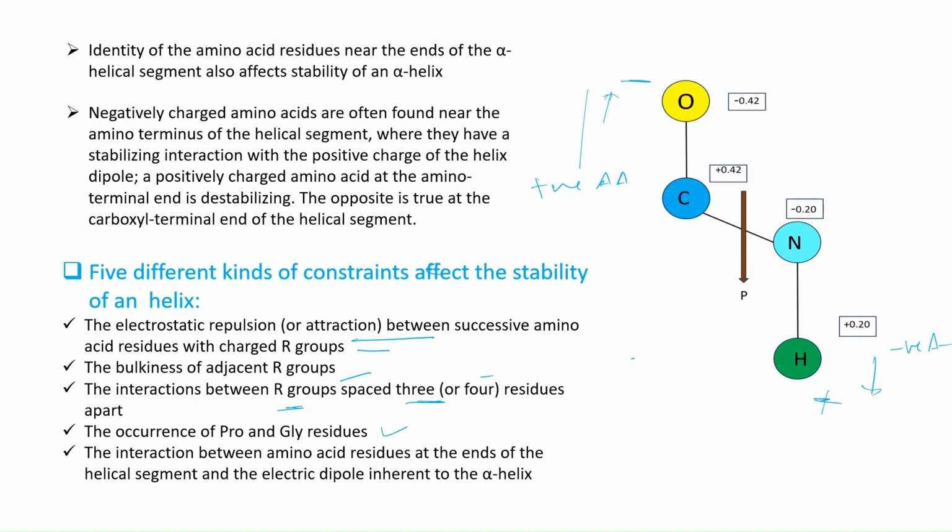The occurrence of proline and glycine. Proline is rarely found in alpha helical structure because it provides rigidity. Glycine is too flexible. And next is the ends of the alpha helical structure. Because of innate electric dipole, the negative end should have positively charged amino acid and the positive end should have negatively charged amino acid. Otherwise, it will affect the stability of an alpha helix.